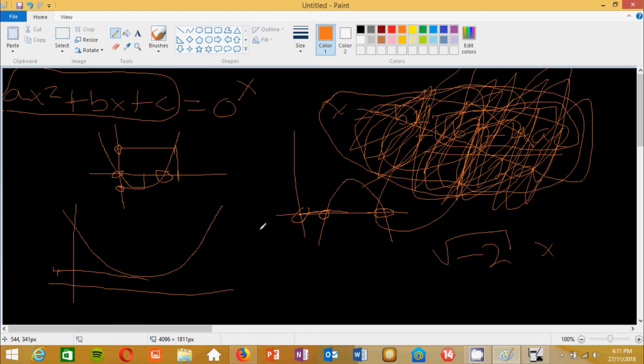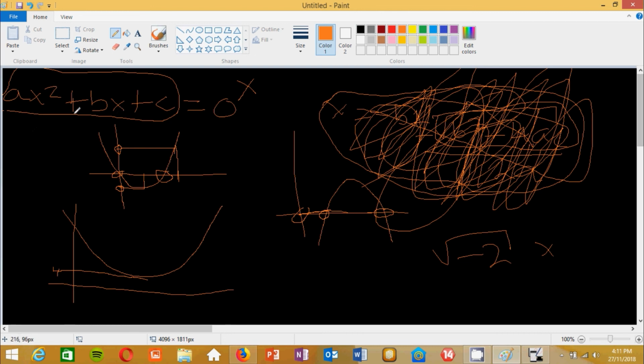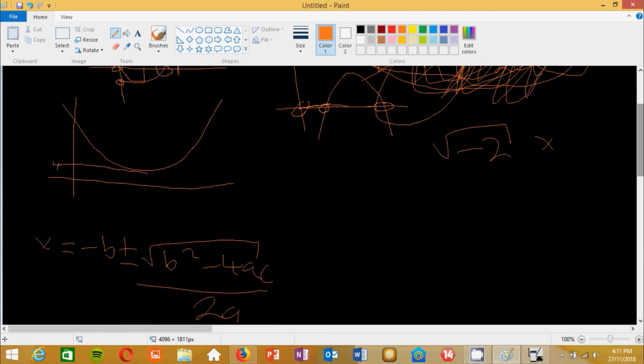So basically, the condition is, if you take a quadratic polynomial ax squared plus bx plus c, and you find that the discriminant is less than 0, if the discriminant is negative, this quadratic equation will have no real roots. It will have no answers, it will have no solutions, you can't solve it, and graphically, this will be the situation, or this will be the situation. It will never touch the x-axis.